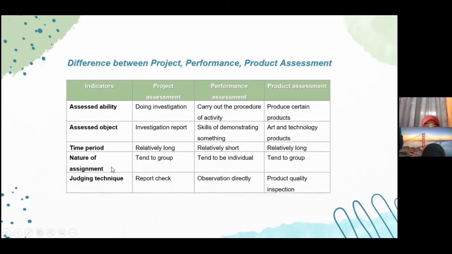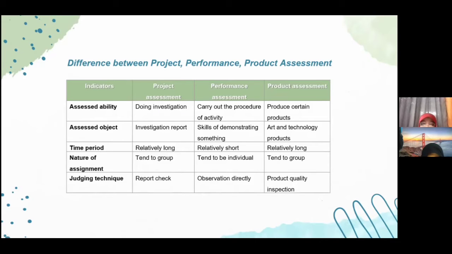The fourth indicator is nature of assignment. For the project assessment, tend to be group. For the performance assessment, tend to be individual. And for the product assessment, it tends to be group. For the last indicator, judging technique. For the project assessment, report check. For the performance assessment, direct observation. And for the product assessment, product quality inspection.